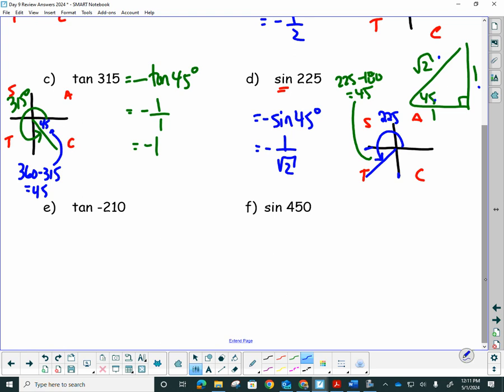All right, and then in E and F, we have some new angles, and these ones are coterminal angles. That means we have to figure out where they are, or maybe take away a full rotation. So this one is negative 210. Negative means we're going to go in the opposite direction, so we're going to go counterclockwise. 210 is more than 180, so we're going to go around over to here and then stop someplace over here. That is negative 210.